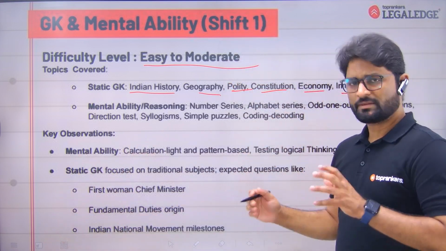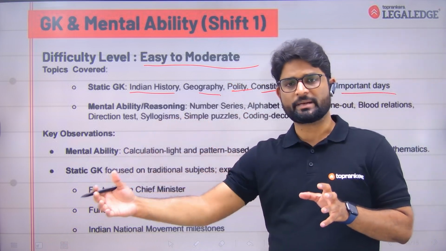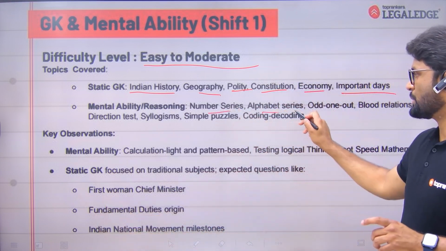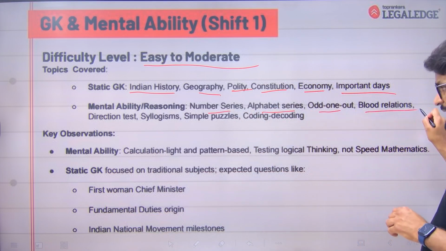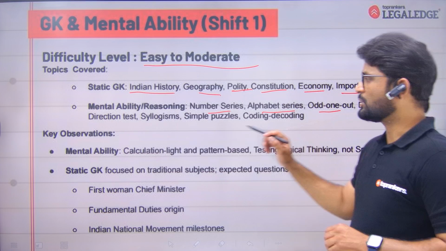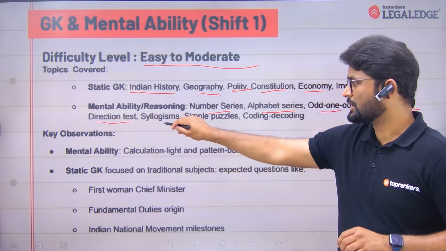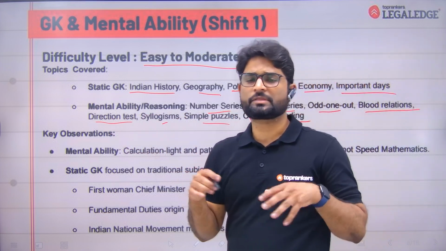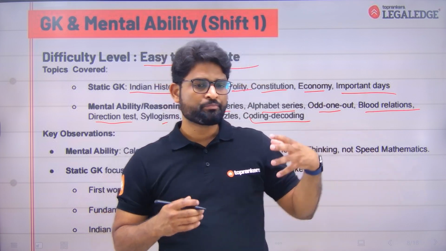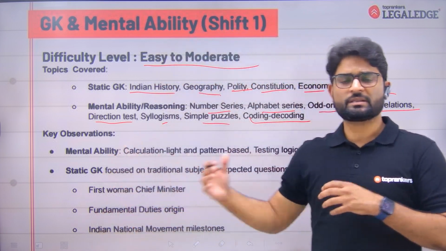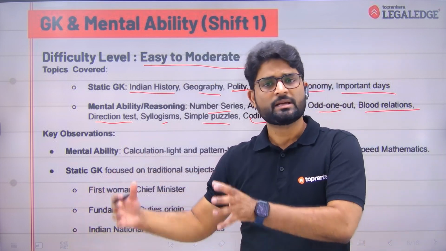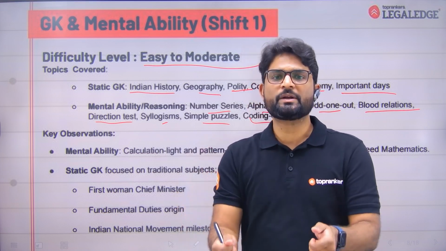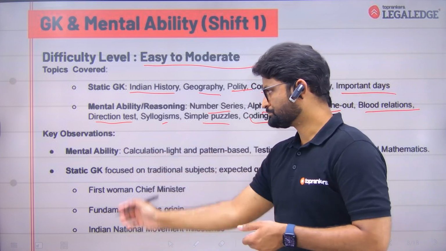Mental ability and reasoning, which is more on elementary mathematics and logical reasoning. From this, they asked number series, alphabet series, odd one out, blood relations, a very commonly known topic of analytical reasoning, direction sense test, syllogisms, simple puzzles, and coding-decoding. If you have solved R.S. Agrawal's logical reasoning, you can easily go through this section. The section was again on the moderate and easier side. The topics were very well known. There was no random topic or surprise element in the mental ability part.